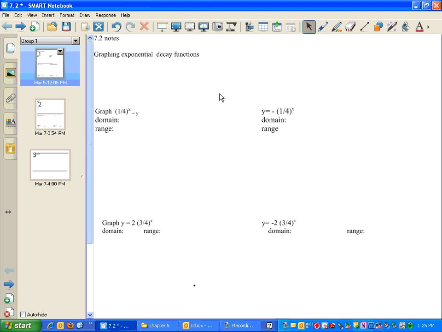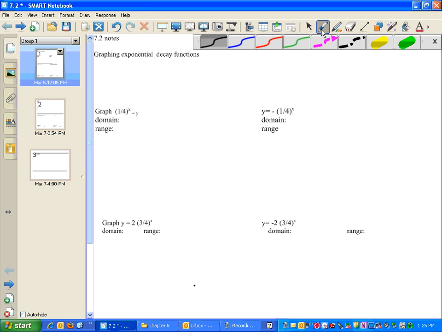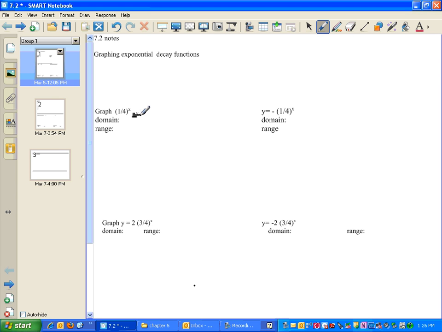So today we're doing a decay function. These are exponential functions again. They're exponential because the variable is right here at the exponent. Okay. And this should say 1/4 to the x equals y. We'll make that an equal y.